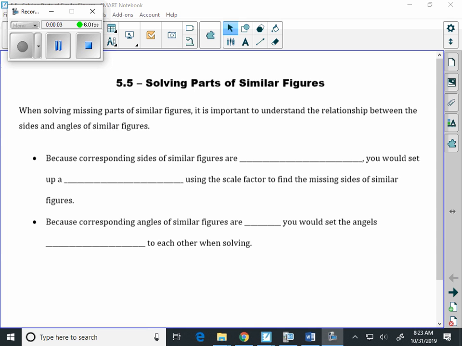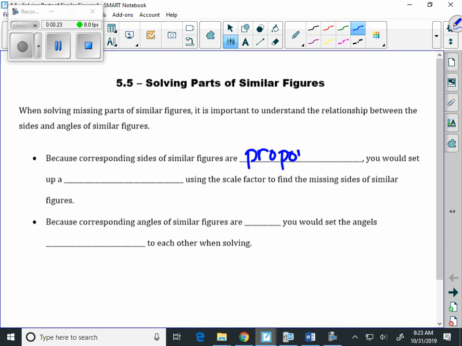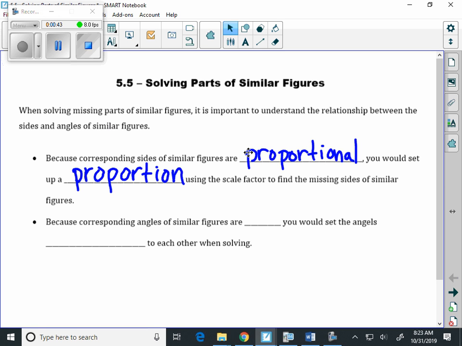We've been looking at similar triangles for the last couple times of notes, and now we're gonna actually solve for the missing parts on our triangles. And again, the thing to stress to you is that corresponding sides of similar figures are proportional. So we're going to have to set up the actual proportions. And we did a little bit of that in our last notes, using the scale factor to find the missing sides of the similar figures.